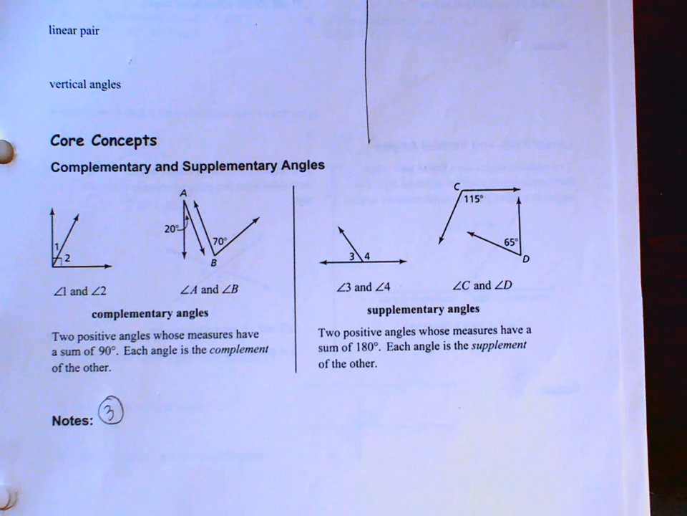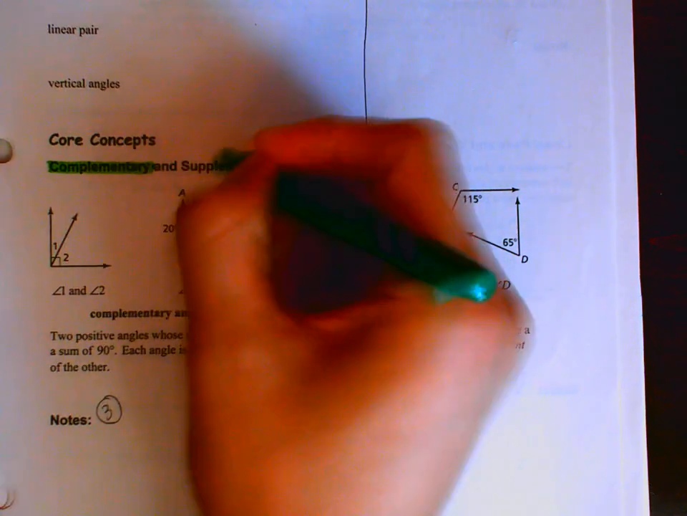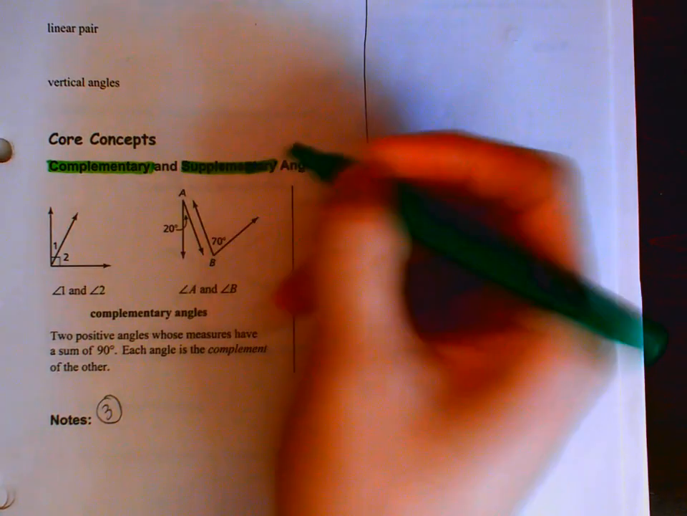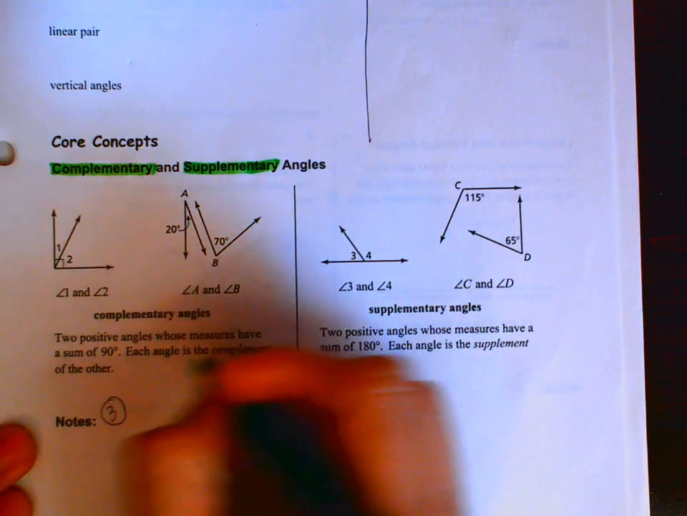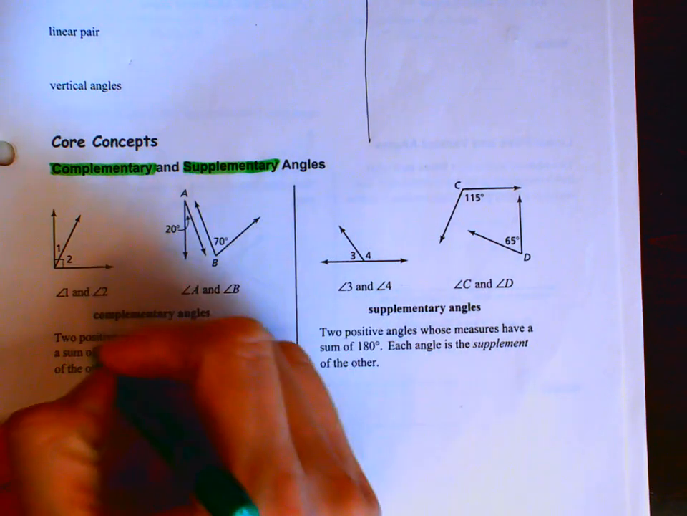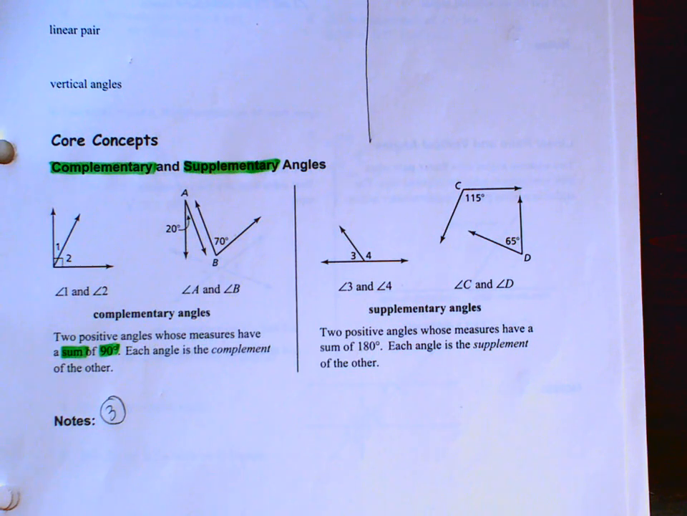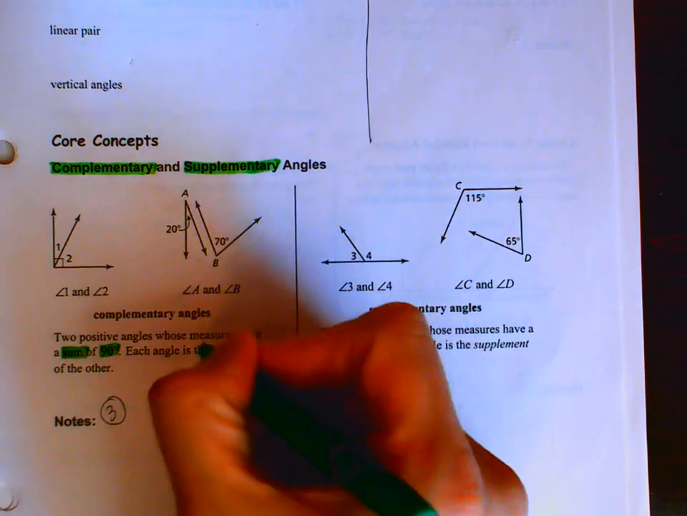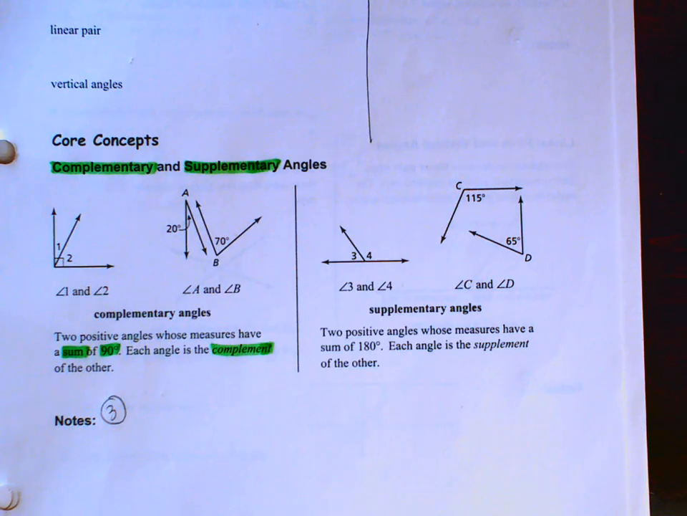All right, so the first concept that I want to talk to you about is the difference between complementary and supplementary angles, because they're different. Complementary angles are two positive angles whose measures have the sum of 90 degrees. So they have to add up to 90 degrees. Each angle is said to be the complement of the other. If the angles add up to 90, they're complements of each other.